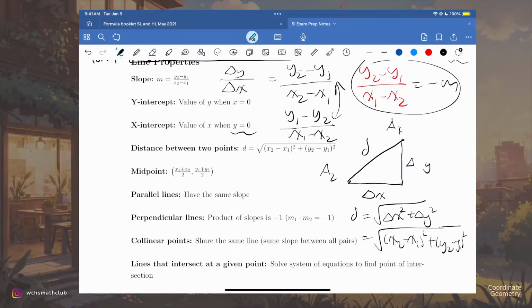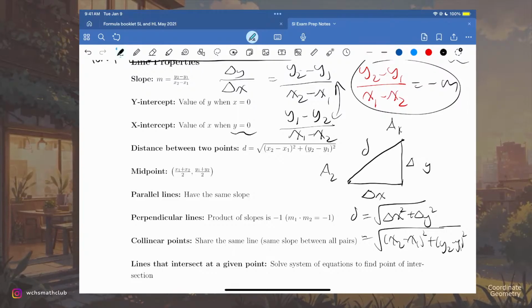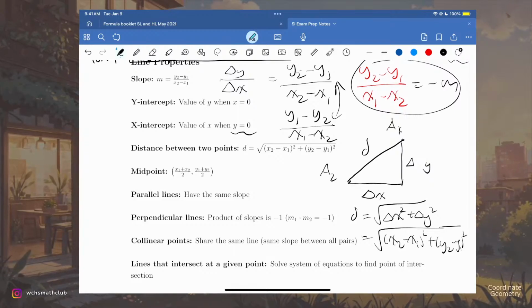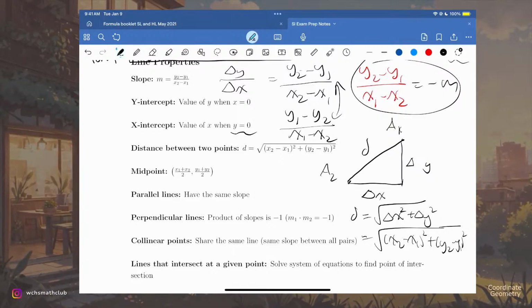And here, if you make this mistake here, it actually doesn't matter, because the squaring gets rid of the sign. Like, for example, negative 27 squared equals 729, and so does 27 squared, right?